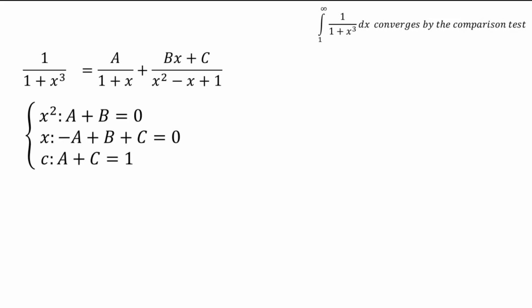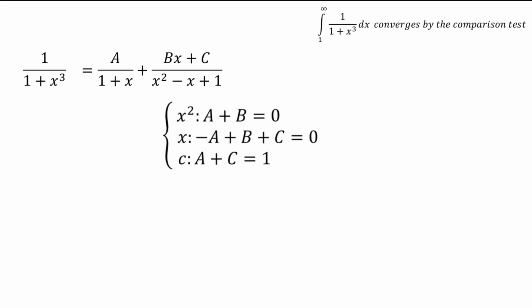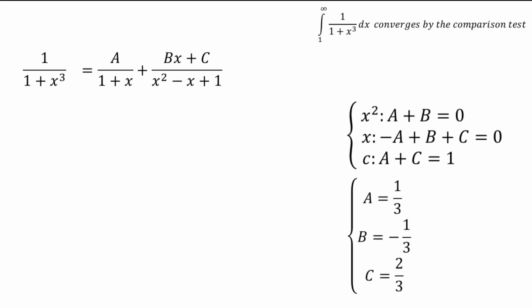So if I compare the quadratic terms, I get a plus b equals 0. If I compare the linear terms, I get negative a plus b plus c equals 0. And finally, comparing the constants, I'm going to get a plus c equals 1. Now, I don't expect any of you to do this in your head. This might be a nice time to pause the video and see if you can go ahead and get the exact same system of equations. Maybe also take the time to see if you can reduce this system and get the constants of our partial fraction decomposition. So we solve this system. We're going to get a equals 1/3, b equals negative 1/3, and c equals 2/3 by solving that system.